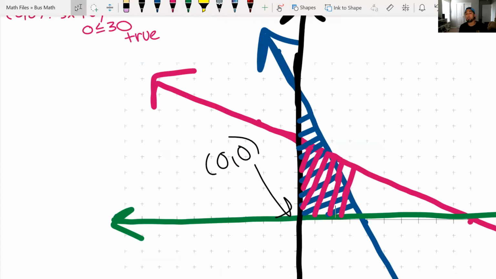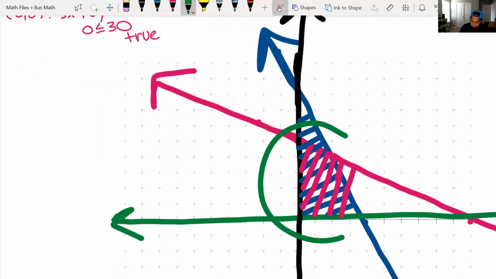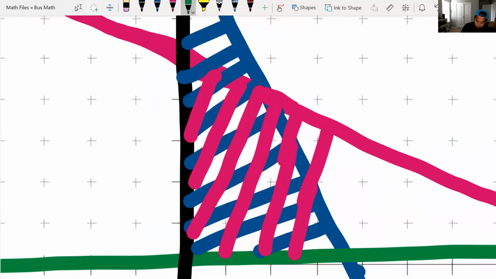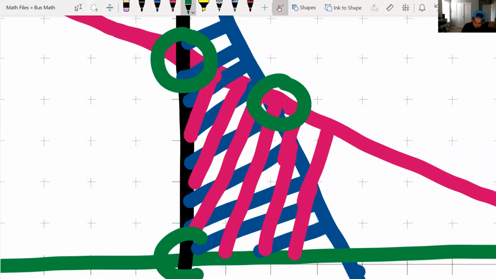Okay, so now our job is to look for corner points. And we only want the corner points of the feasible region. And the feasible region is where these shadings intersect. And the feasible region is what can be enclosed in a circle. So this means that we are going to have corner points right here, here, there, and there. That's where our corner points are going to be.